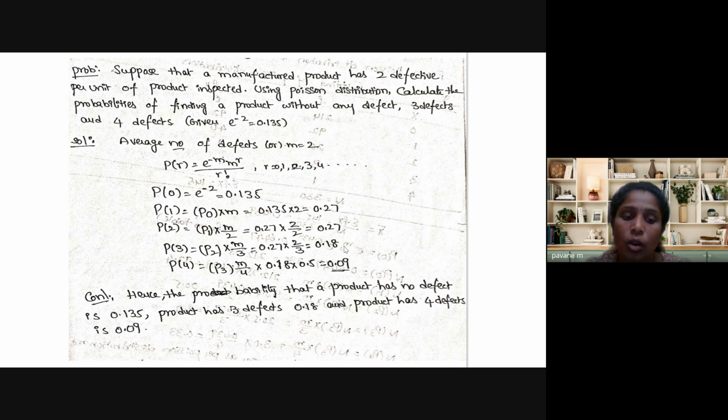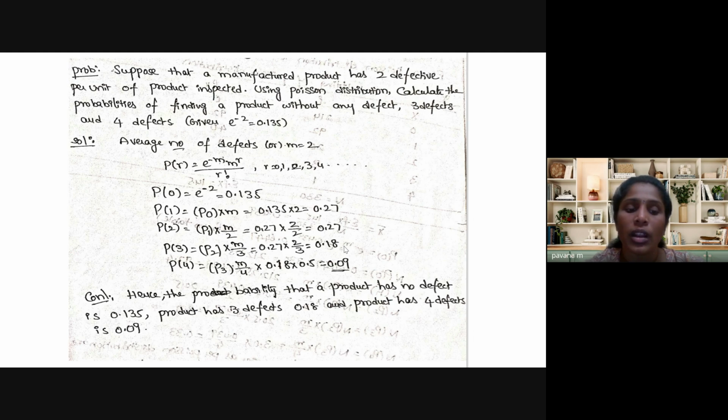For P of 3 also, if you don't want to calculate this way, then you can directly apply the values on the formula, e power minus m into m power r by r factorial. Here r is 3, so e power minus 2 into 2 power 3 by 3 factorial. If you calculate that, you will get 0.18. And for P of 4, r is equal to 4, so again e power minus 2 into 2 power 4 by 4 factorial. If you calculate that, you will get 0.09.